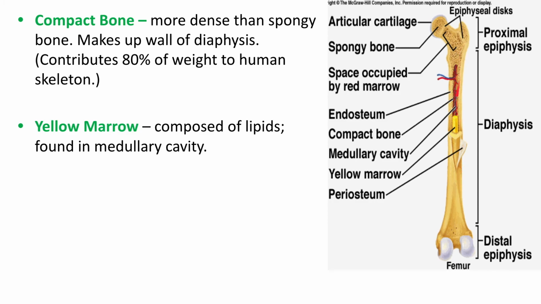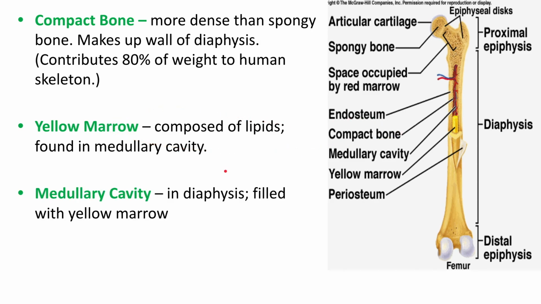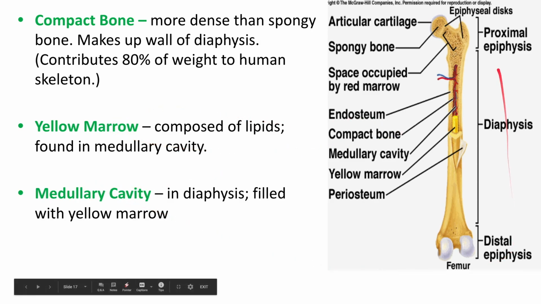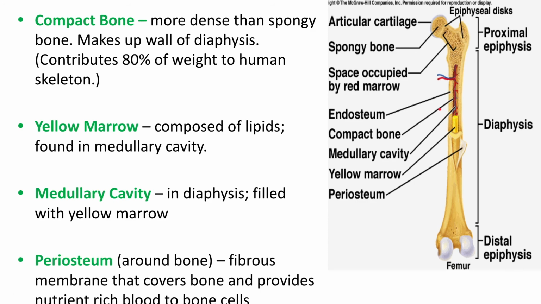And within that medullary cavity is this yellow marrow, that yellowish fatty substance, which is this storehouse of lipids and ions. And like I was saying earlier, the medullary cavity is within the diaphyses, between the two epiphyses of a long bone, housing that yellow marrow.